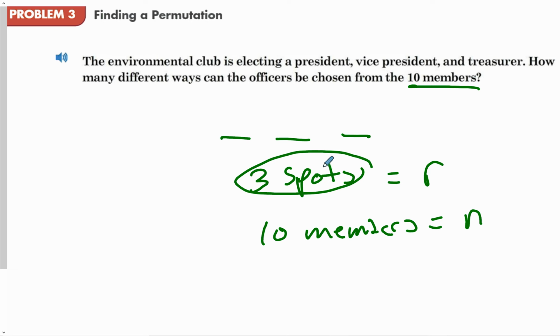You have to think about this question, because you have to look for whether order matters. Is it a different arrangement if one is president, vice president, and treasurer? So if I have the same 3 people.